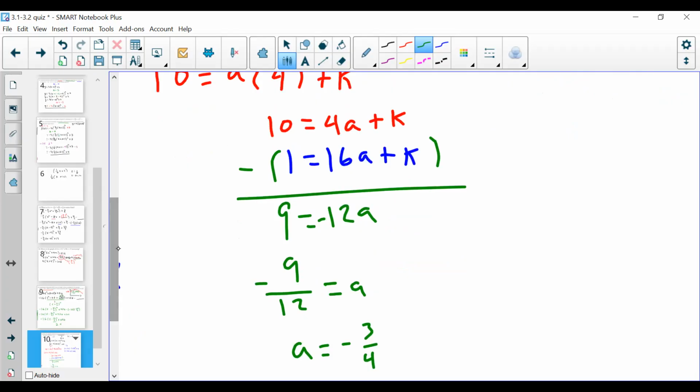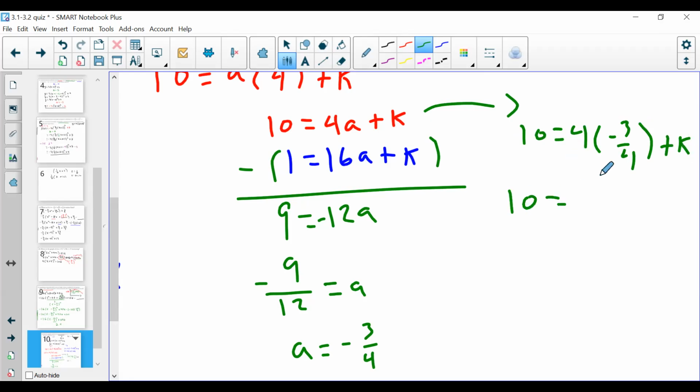And what I want to do from here is take that a value, and I'm going to plug it back into either the red or the blue equation. It doesn't matter which one, because it's going to give you k either way. So I'll plug it into the red one, but it really doesn't matter which one you choose. So 10 equals 4 times -3/4 plus k. 10 equals -3/4 of 4, which is going to give you -3, plus k. Add the 3 over, k is 13.